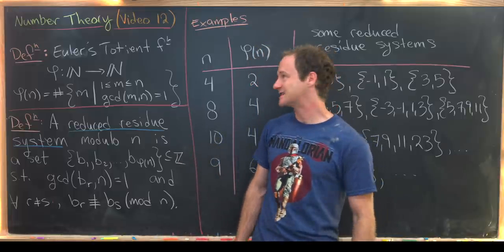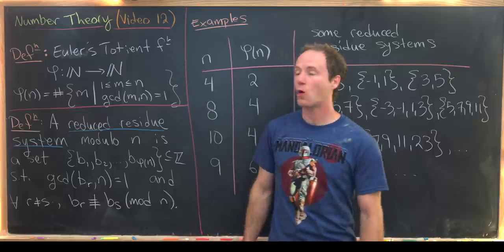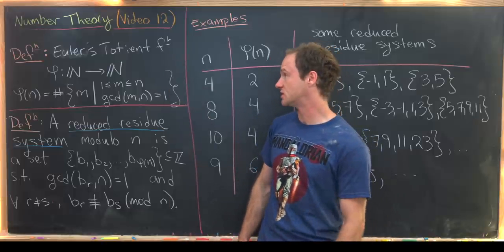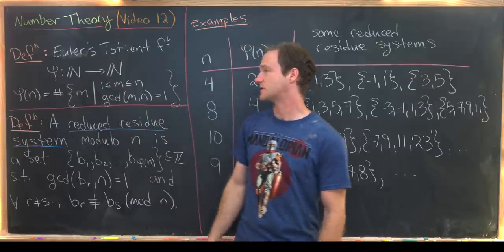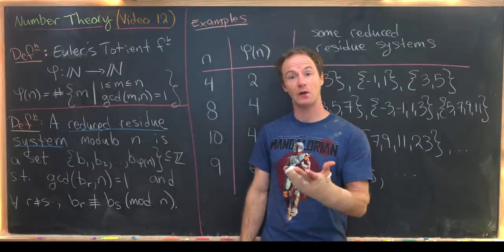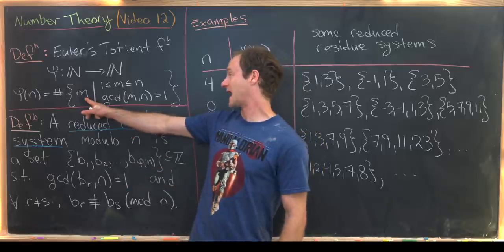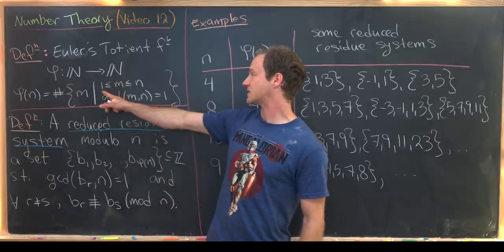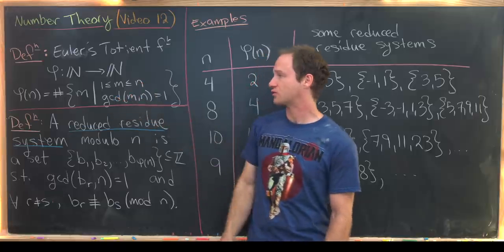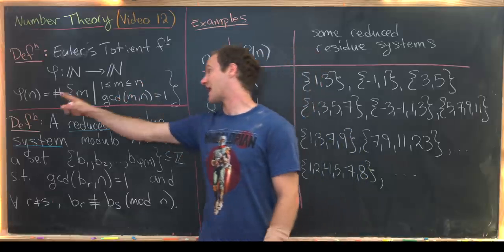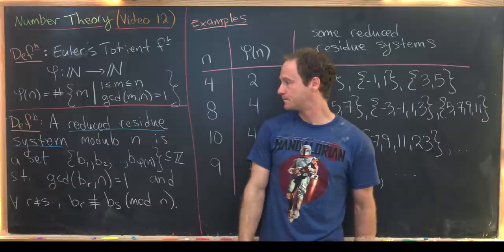Okay, so to get started, let's define Euler's totient function, which is generally denoted by phi. It goes from the natural numbers to the natural numbers. And what does it do? Well, it counts the number of natural numbers between 1 and n that are relatively prime to n. So that's the output of phi.